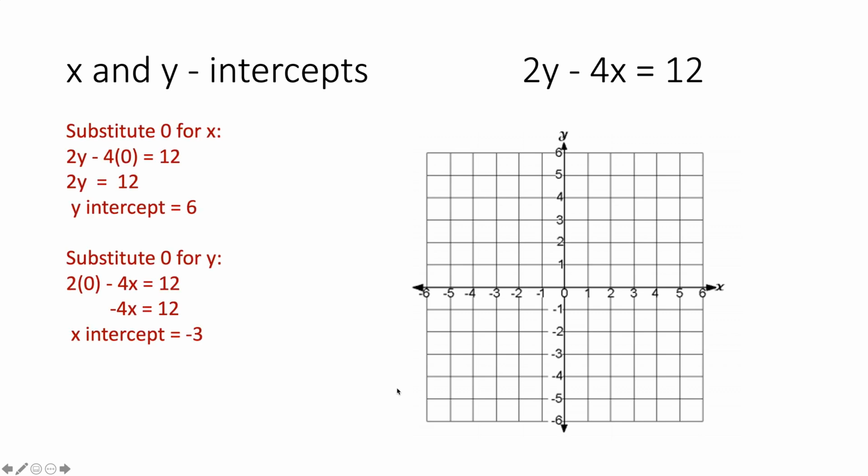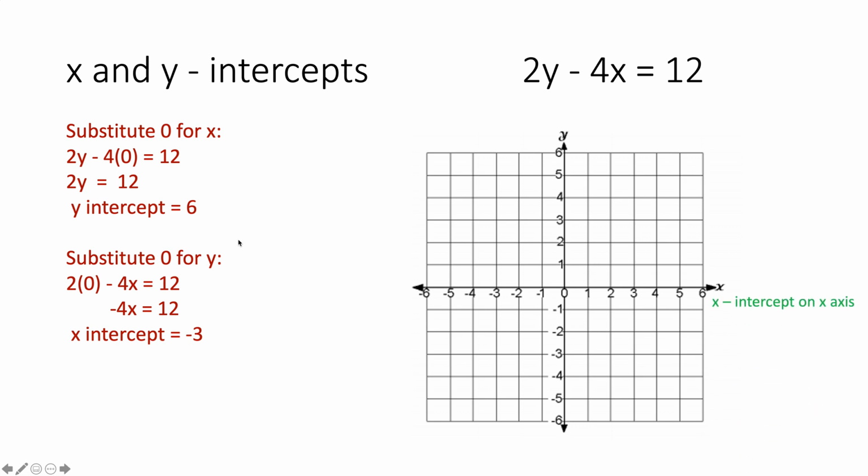All right, so first I want the y-intercept. So I'm going to substitute 0 for x. Doing the math, 2y minus 0 equals 12. 2y is 12. Y-intercept is 6. Substitute 0 for y. 2 times 0 minus 4x is 12. 2 times 0 is just nothing, so 12 divided by negative 4 is negative 3.